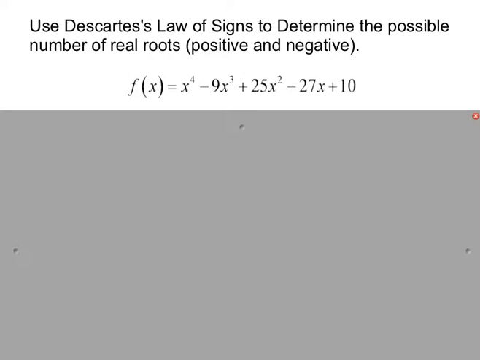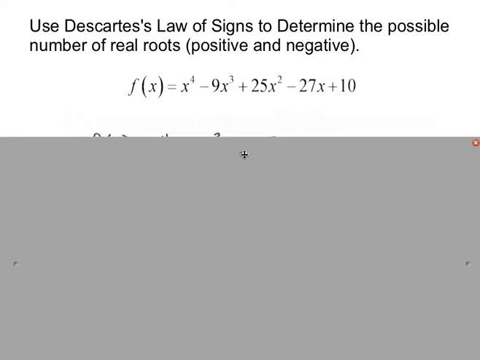Now, I'd like to use Descartes' rule of signs to determine the possible number of real roots. Now, notice that says real roots. It does not say rational roots. Real roots include rational roots. It also includes irrational roots. So there are more options for Descartes than there are for rational zeros. So I have this function here, and I'm going to count the number of sign changes.